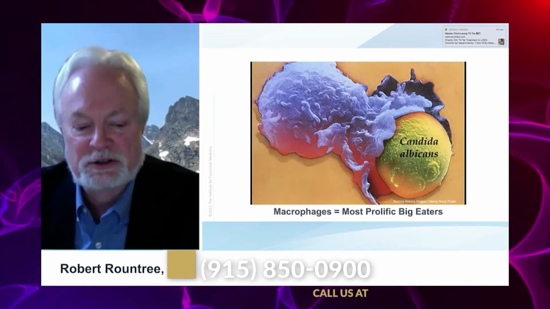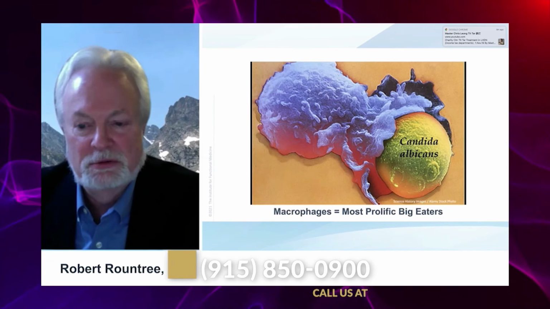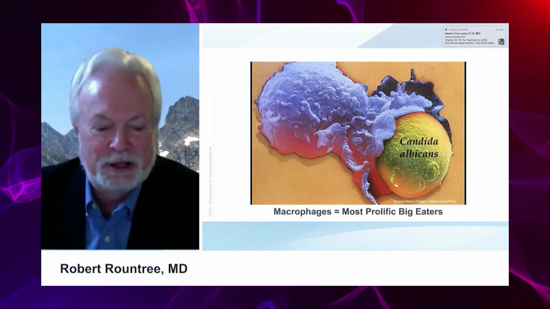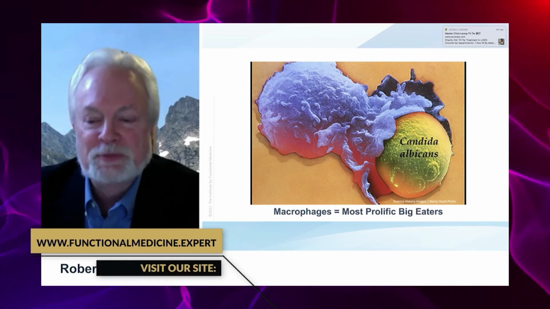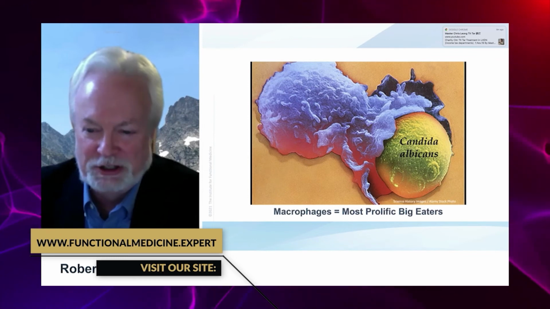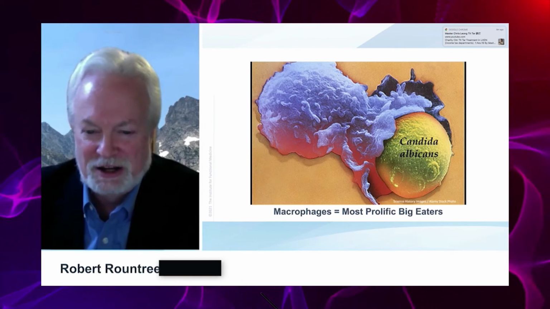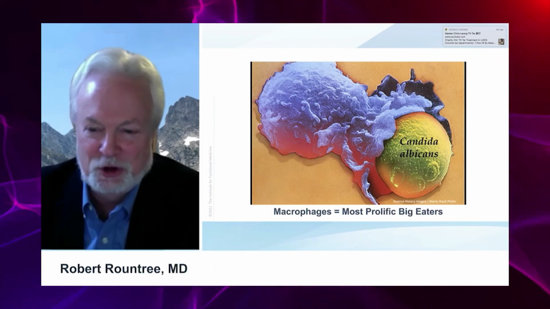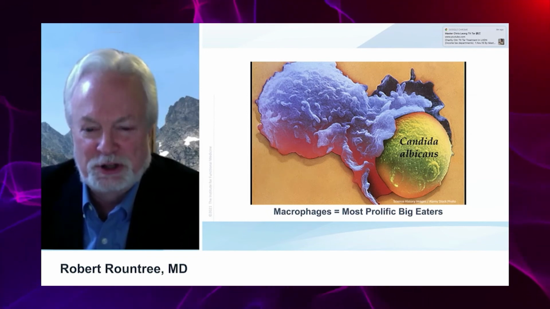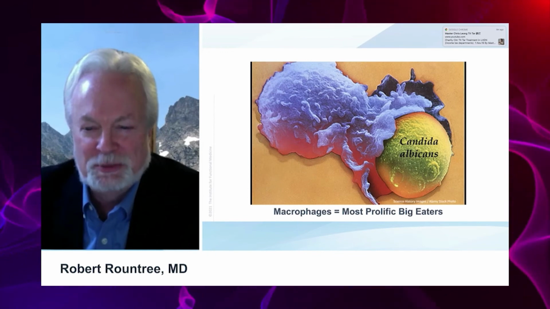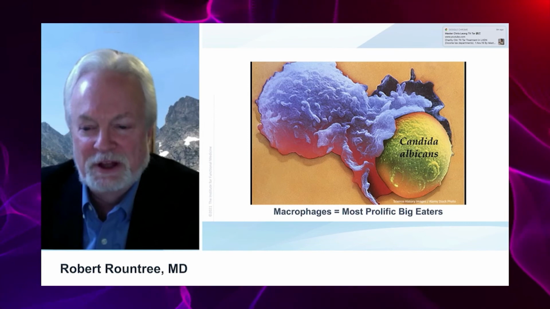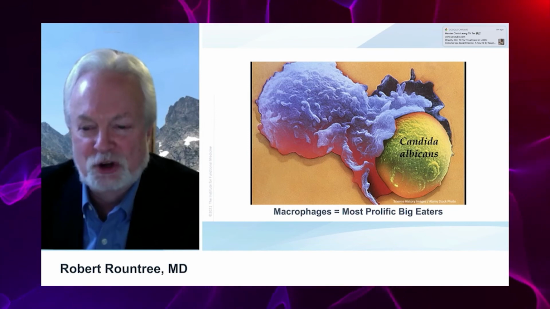So here is a macrophage, the most prolific of the big eaters. That's what the name means. Macro, big, phage, eating. This macrophage is eating Candida albicans. In the past, I've joked, a newly discovered organism. Of course, it's not newly discovered. Candida is something we've known about for a long time. The million-dollar question when you see this picture is, what induces the macrophage to eat that Candida? How does it know that it's something that it should go after instead of ignore?